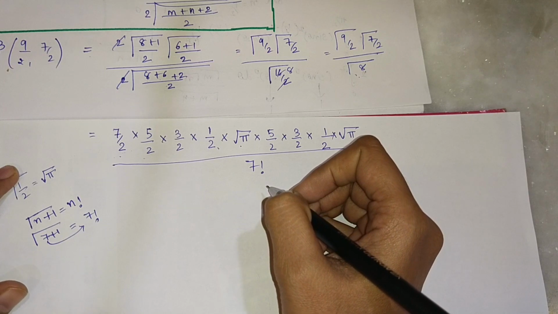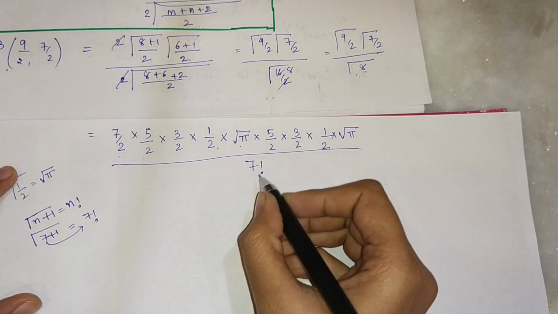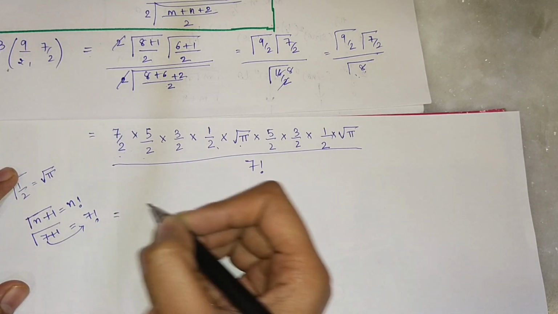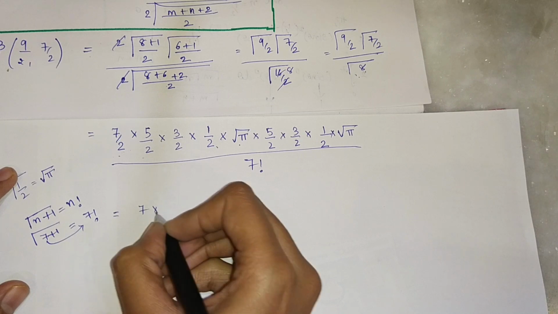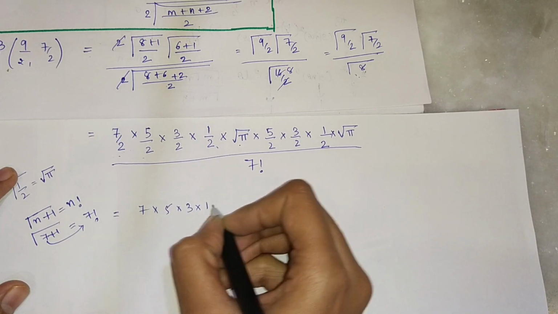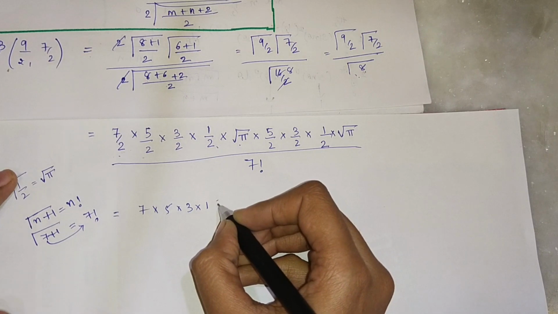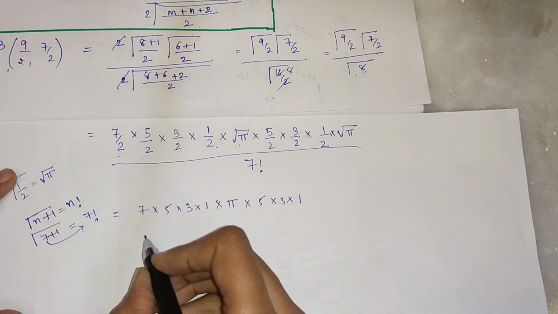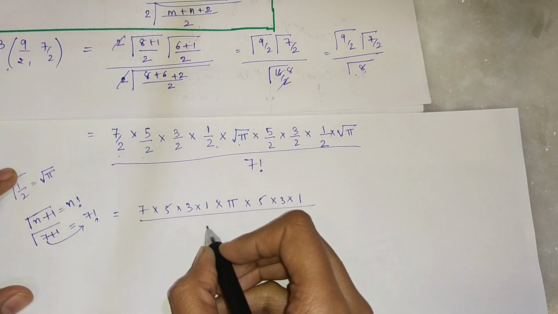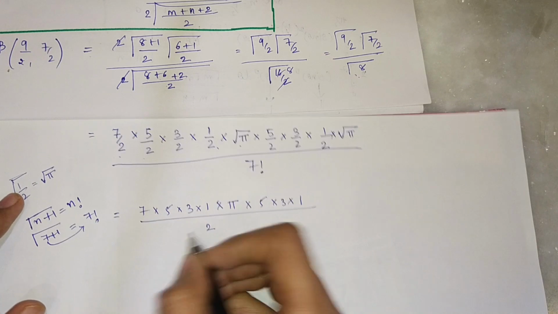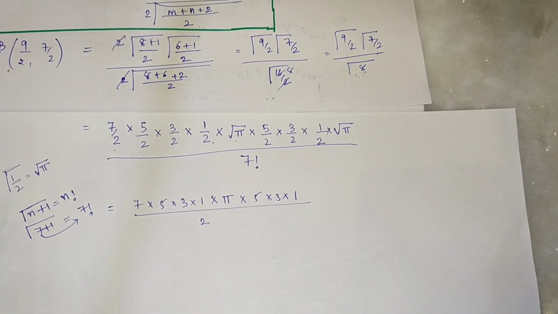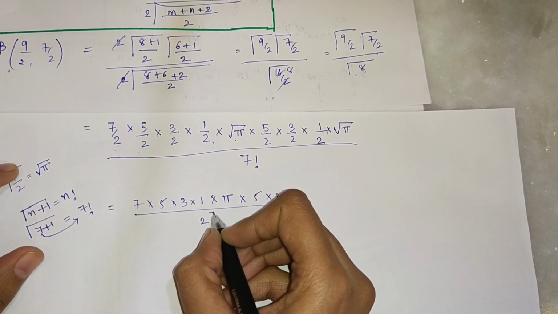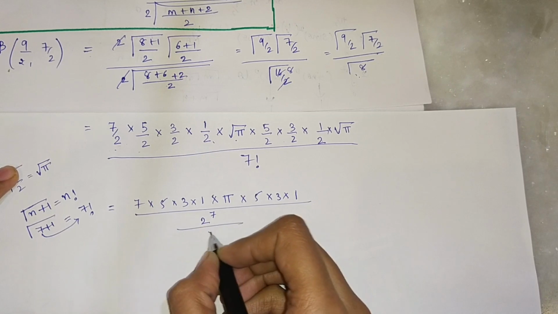So we will write it as 7 factorial. Now solving this, we get 7 into 5 into 3 into 1. This root pi and this root pi, we can write as pi. Again 5 into 3 into 1, divided by 2, and how many 2s are there? 1 2 3 4 5 6 7. So you have to write 2 raised to 7 divided by 7 factorial.